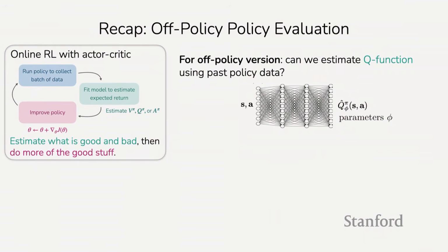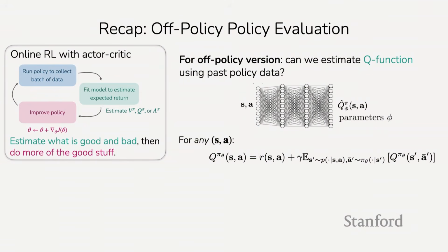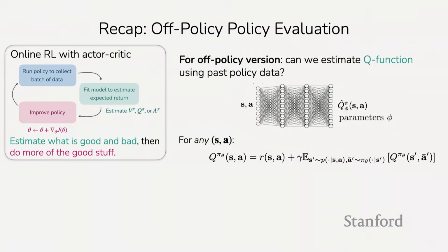To do that, we can use a neural network, pass as input a state and action, and output the value. And we derived this equation that defines the Q function recursively, where we can think of the sum of future rewards as the reward of the first time step plus the Q function starting at the next state and action. We found that this equation holds for any state and action, and that means that we can use previous state, action, and next state pairs in order to learn a Q function.